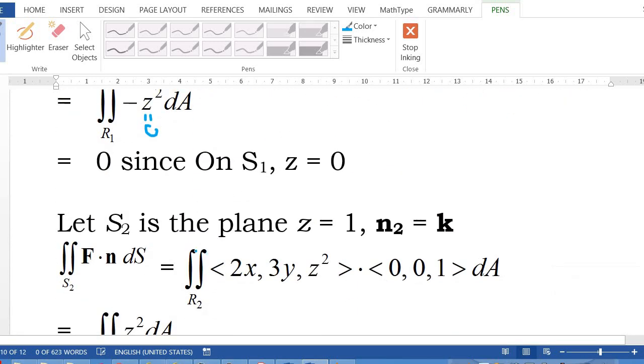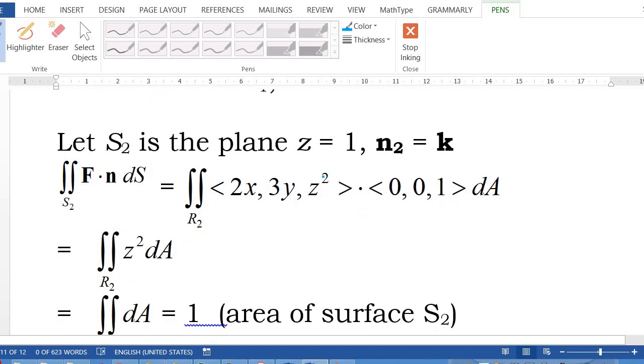Later on, S2 is a plane z equal to 1, and water flows out. So the unit normal vector is positive k. The normal vector which is parallel with the z axis flowing out from z equal to 1 is positive k. Once you do your dot product, you have positive z squared dA, because 2x times 0 you get 0, 2y times 0 you get 0, and left z squared times 1, which is z squared. Surface S2, z equal to 1.